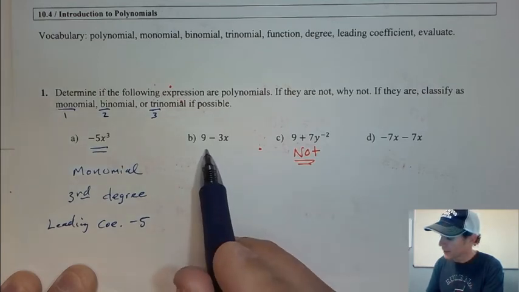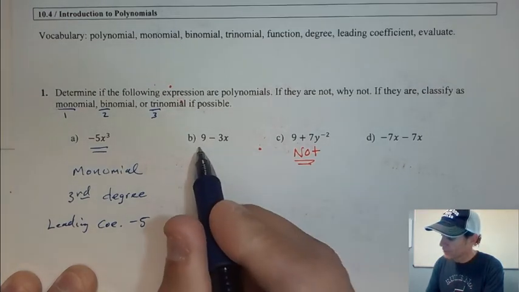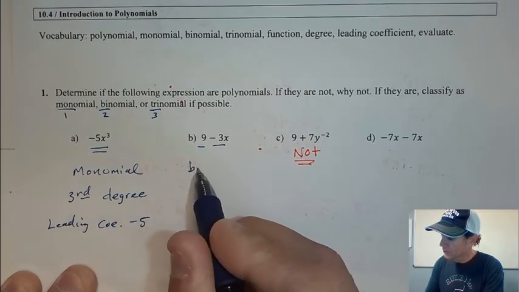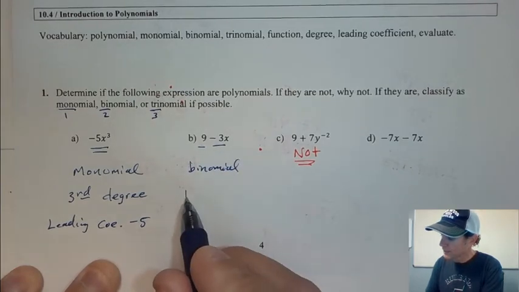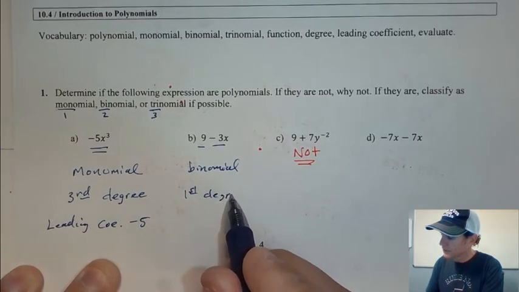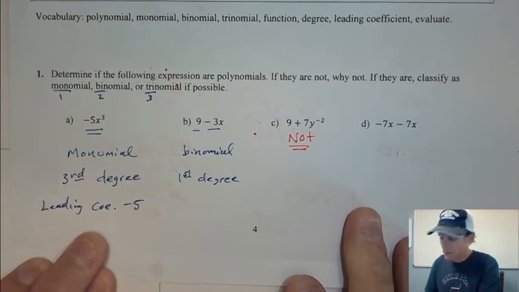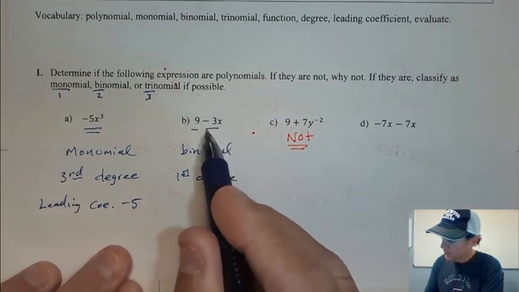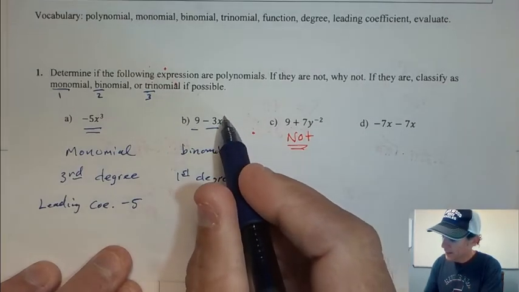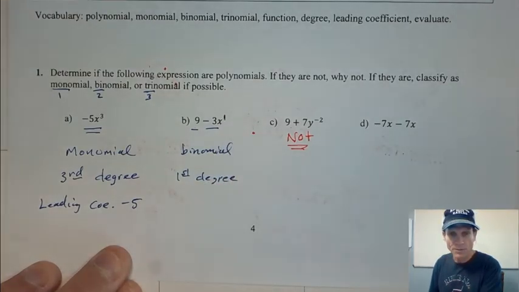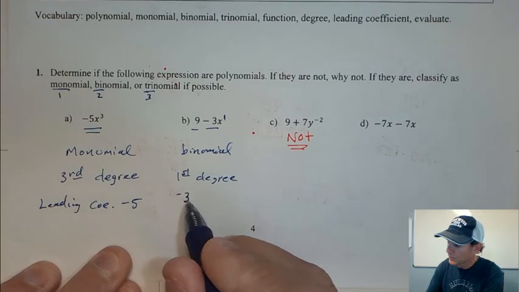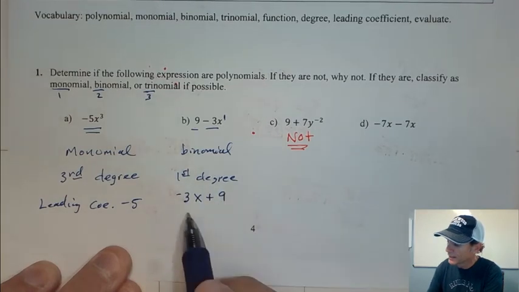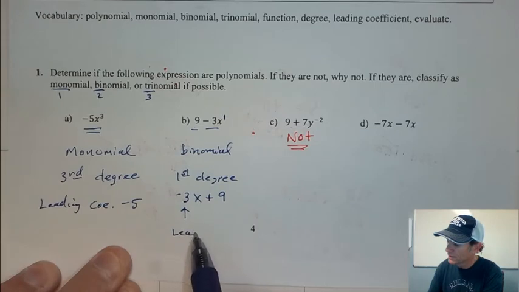So looking at the next one, we have a binomial. We have two terms here. So it's a binomial, and then it's a first degree, and you might not recognize this right now, but this is not in descending order. You want to put it from the highest power, which just has a power of 1 on it, to the lowest power, or the constant. So if you put this in descending order, it would look like this, and then this is actually the leading coefficient, when it's in descending order.